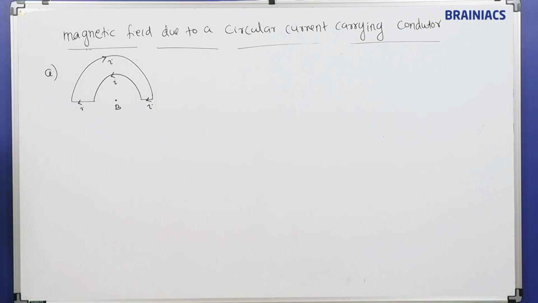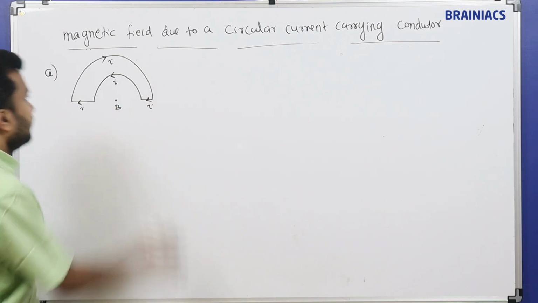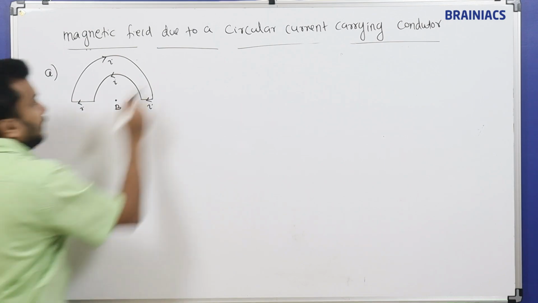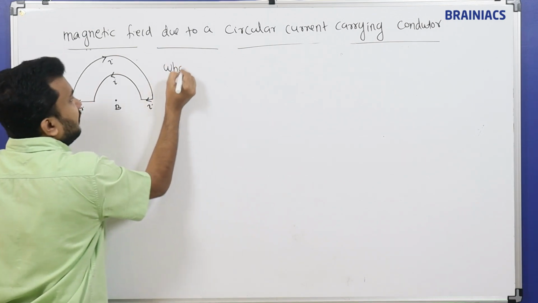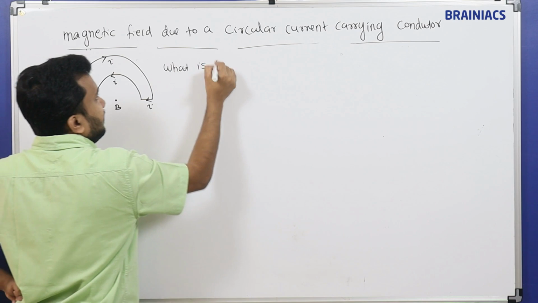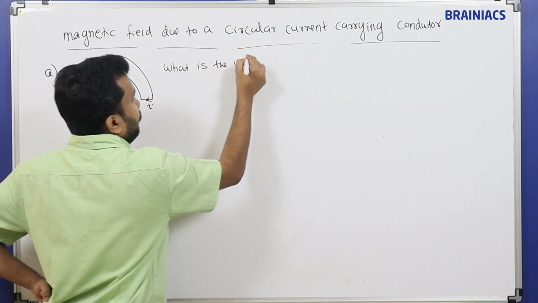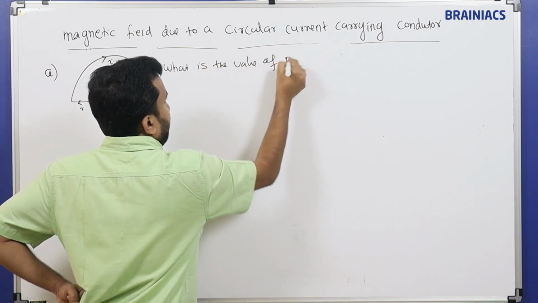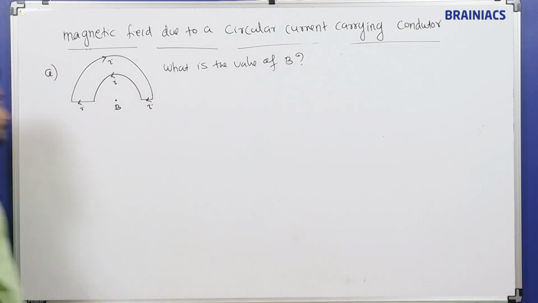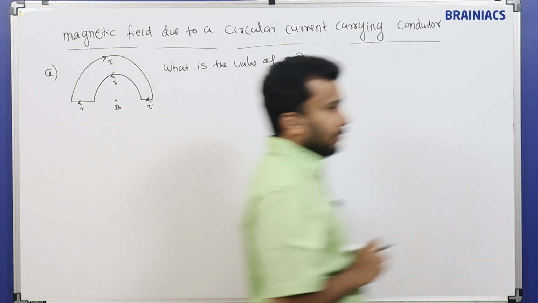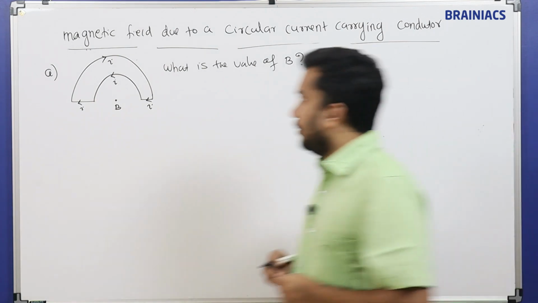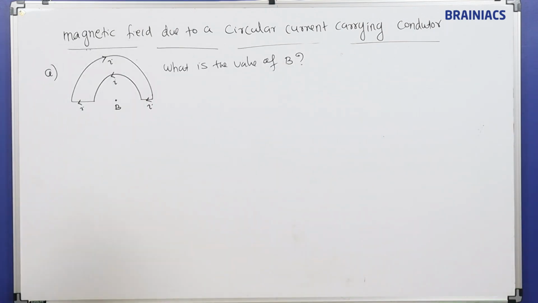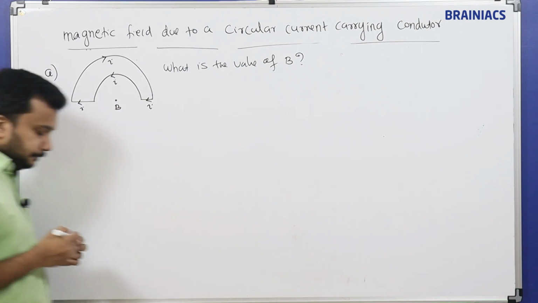The question is: a current carrying arc is given like this one. The question is simple: what is the value of B, the magnetic field, at this point? Of course the point is marked, we need to find out the magnetic field at the point B, or at this center point. How can we calculate it?